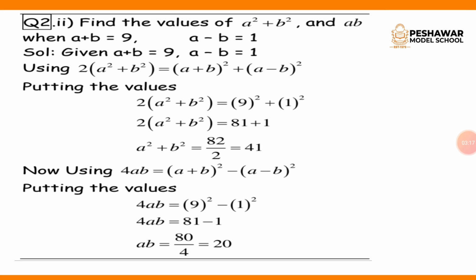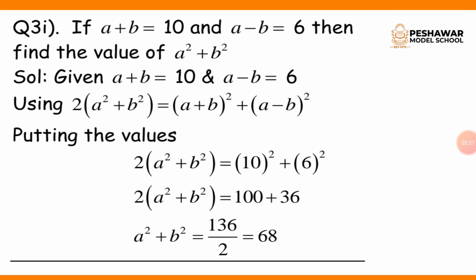We have to divide both sides by 4 because 4 multiplies with ab, and this is equal to 20. Question number 3: if a plus b is equal to 10 and a minus b is equal to 6, then find the value of a square plus b square.